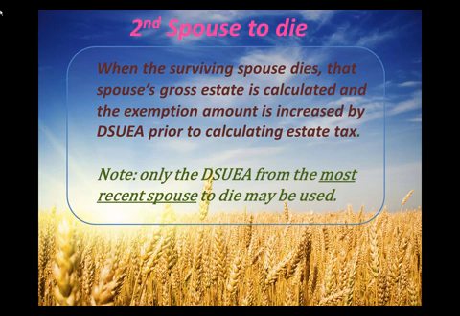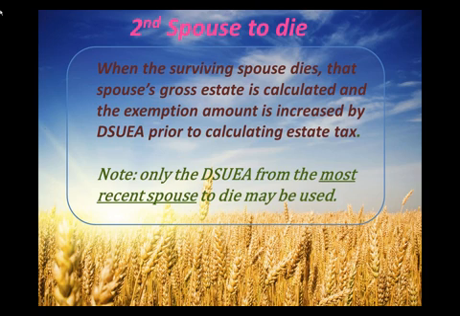Now, on the second spouse to die, which would be Mabel, her gross estate is calculated and the exemption amount is increased by the DSUE prior to calculating the estate tax. So what happens is Mabel gets her exemption that's in effect in the year of her death, which might be more than $5,340,000, plus she gets the DSUE from Homer. And at the bottom of the screen, you can see that we mentioned a few minutes ago, only the DSUE from the most recent spouse to die may be used.